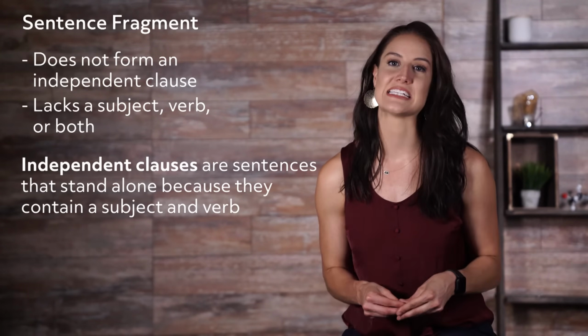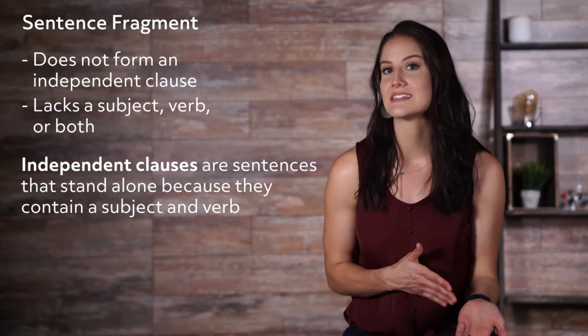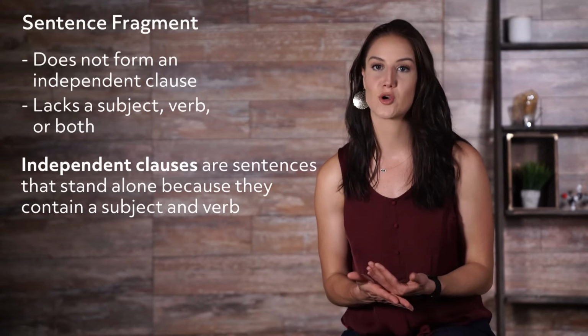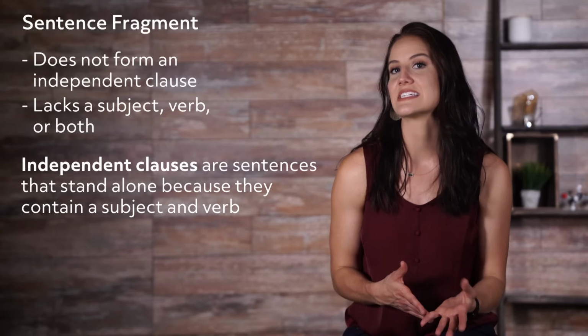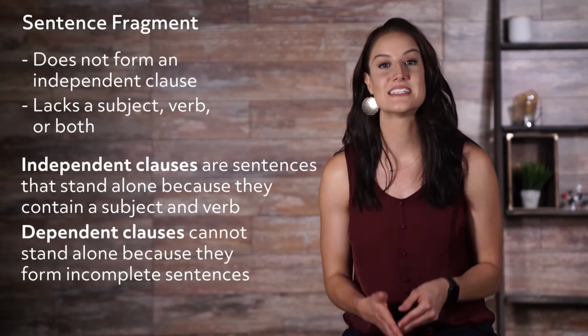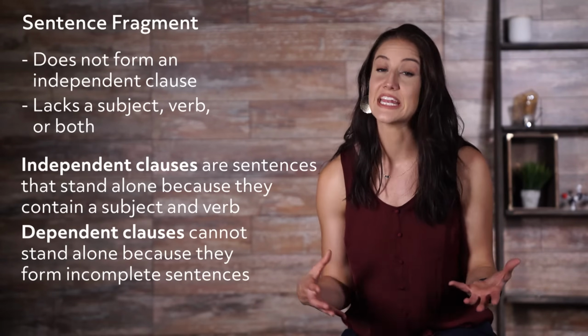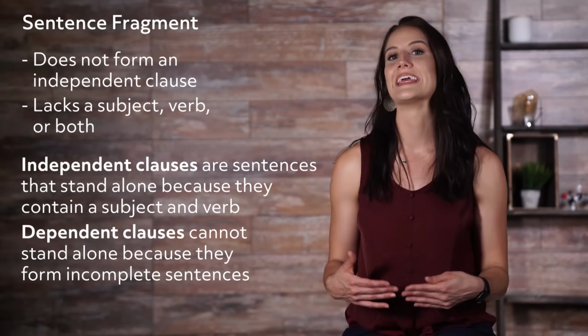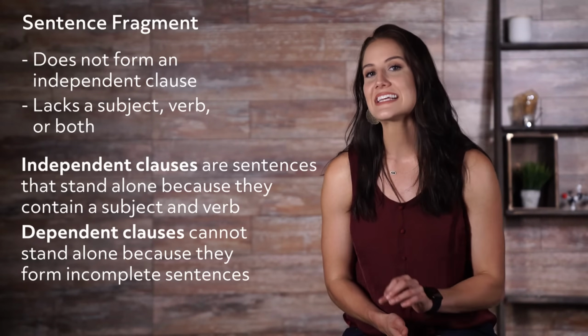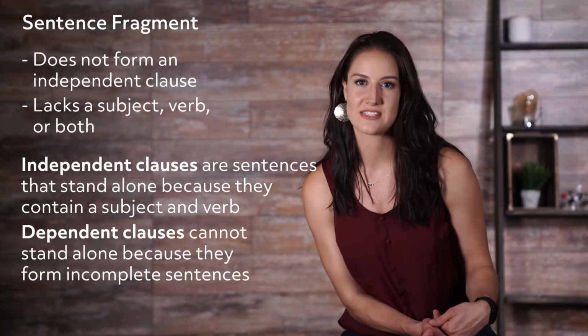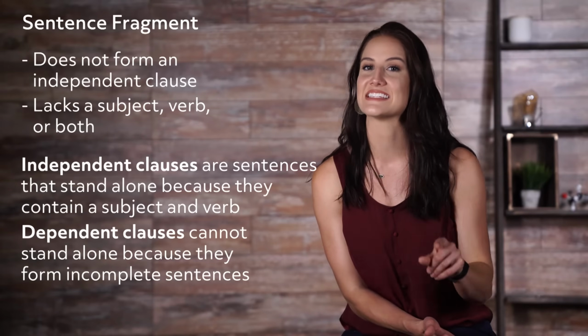Independent clauses are sentences that stand alone because they contain a subject and a verb in agreement with one another. No other pieces are necessary to consider the sentence complete. Dependent clauses, on the other hand, cannot stand alone because they form incomplete sentences. Today, we're going to look at 6 different types of sentence fragments that you'll most definitely see in the course of your writing career.